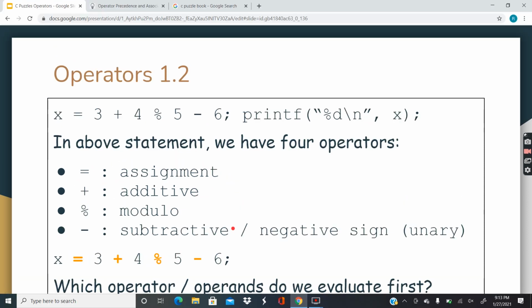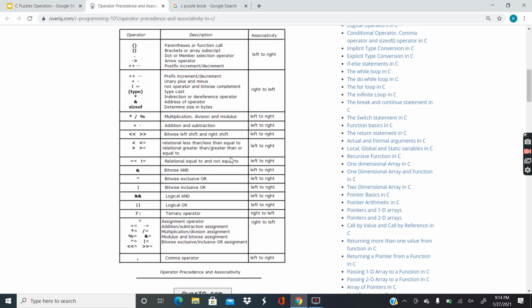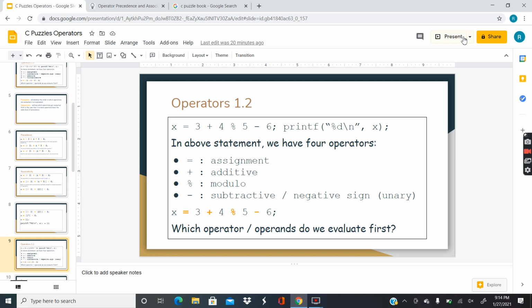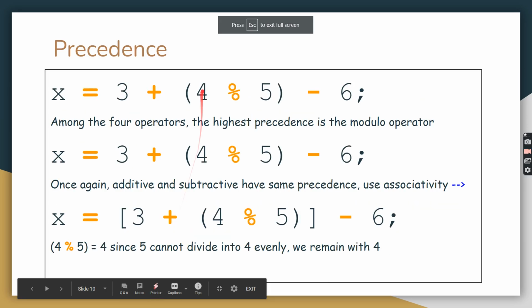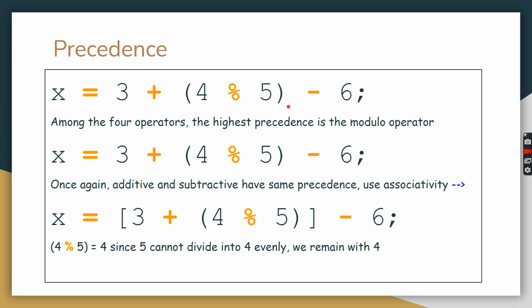So once again, if we look at the table of precedence, we see which operator comes first. In this case, the modulo operator has the highest precedence compared to the plus, the minus, and the equal sign. So the modulo operator will have the highest precedence. So we'll enclose 4 mod 5, which is the proper syntax of saying this, inside parentheses.